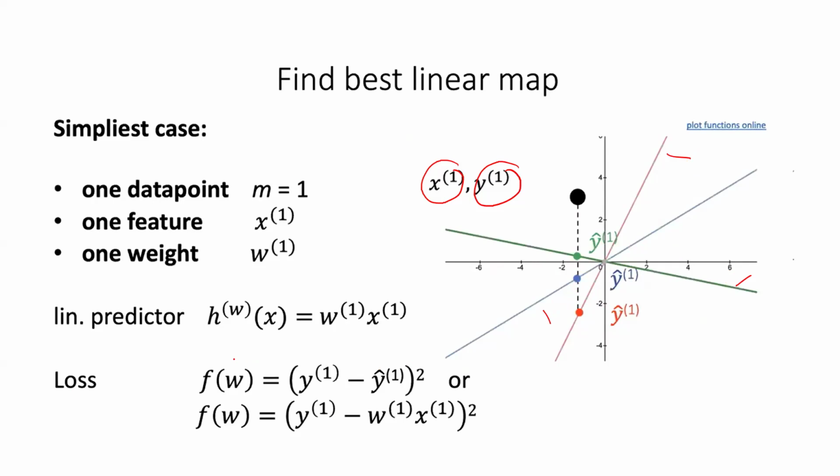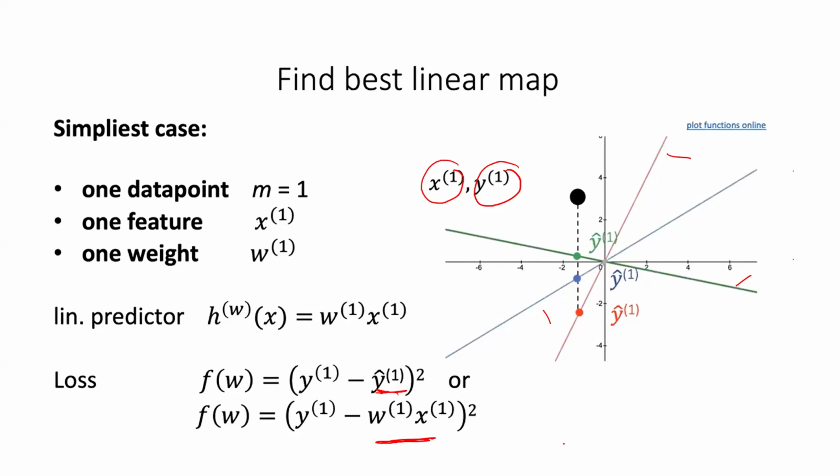You can see this is my loss function, and here we can try with different values. This is my loss function, where f of w is equal to (y1 minus y hat) whole square, which, if I expand it, is (y1 minus w1 x1) whole square.